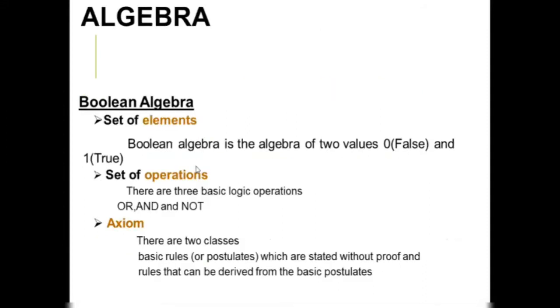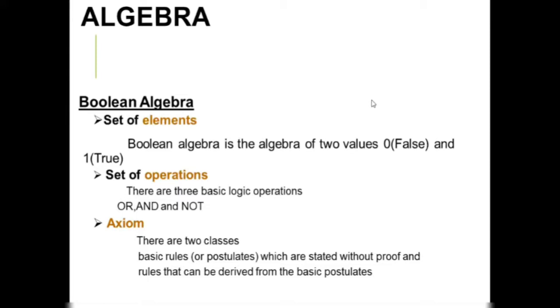Okay, so about Boolean algebra, the basics. In the Boolean algebra definition, we need to define a set of elements. The elements are two values, 0 and 1. And there is a set of operations, the 3 basic logic operations AND, OR and NOT. I think you are familiar with them, so I'm not going into much detail. And there are axioms, okay?